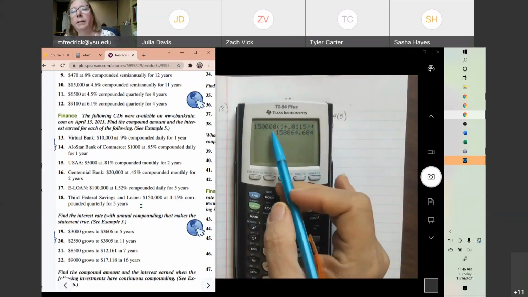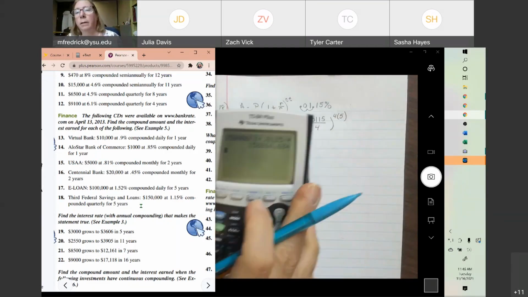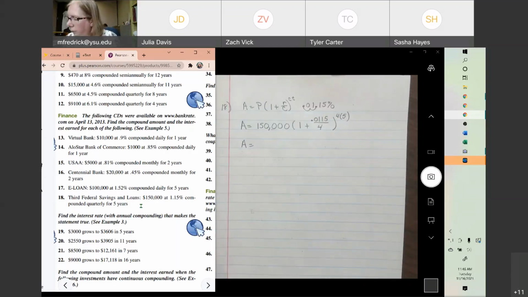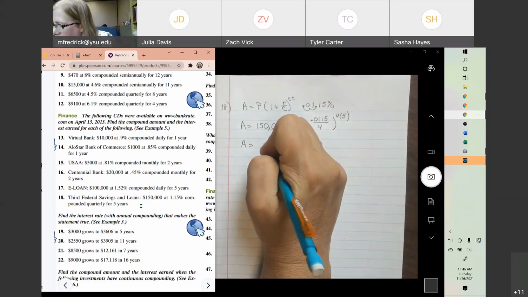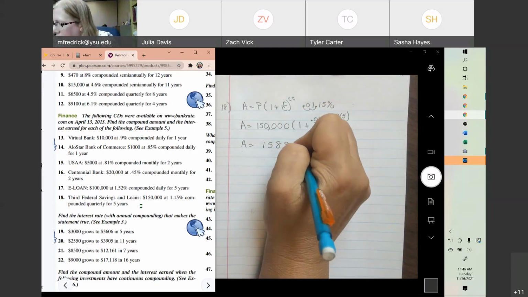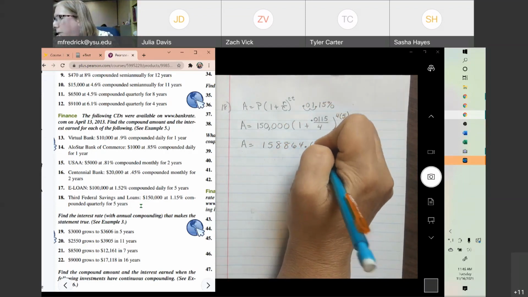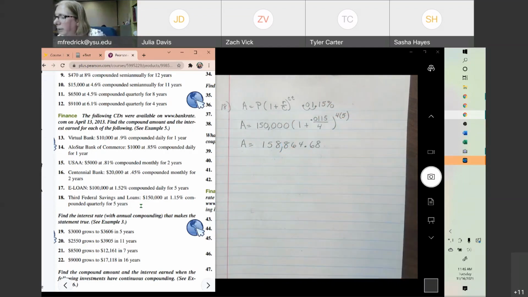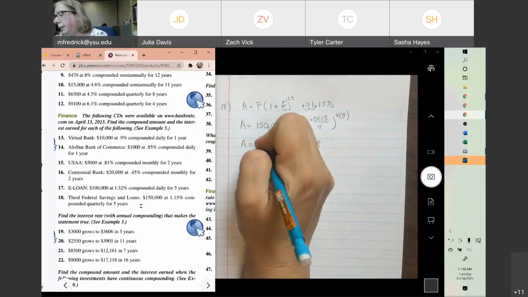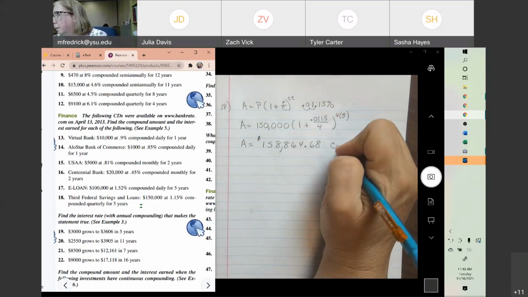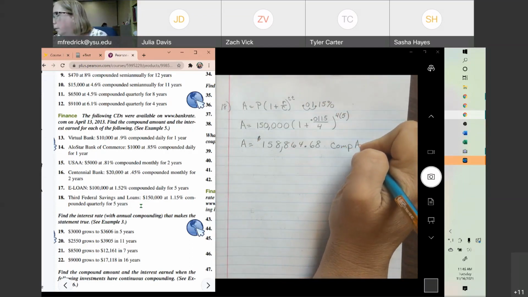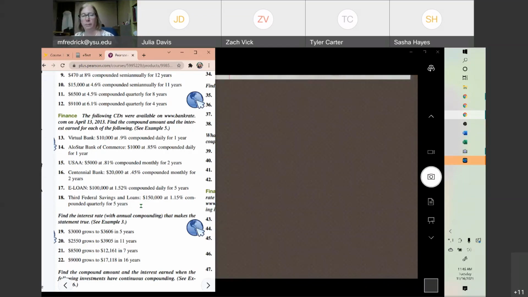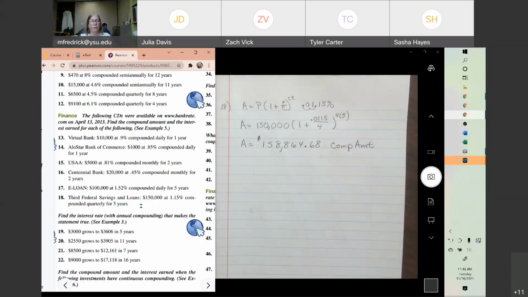So I plugged it in. You should get, rounding to the nearest cent, $158,864.68. That's the compounded amount. Any questions on that part? Plug it in your calculator, make sure you're getting that answer.